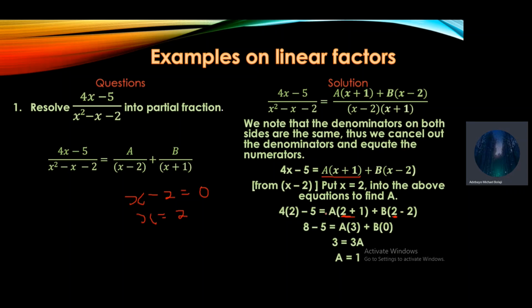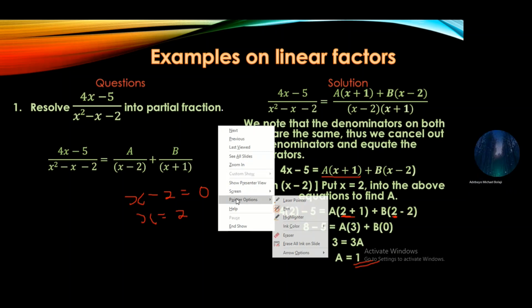4 times 2 is 8, so we have 8 minus 5. 2 plus 1 is 3. 3 times A is 3A. Now, 2 minus 2 here is 0. 0 times B is 0, right? So 8 minus 5 is 3. 3 times A is 3A. B times 0 is 0. 3 divided by 3A, what do we have? A equals 1. Do we all understand? That is how to find the value of your A.